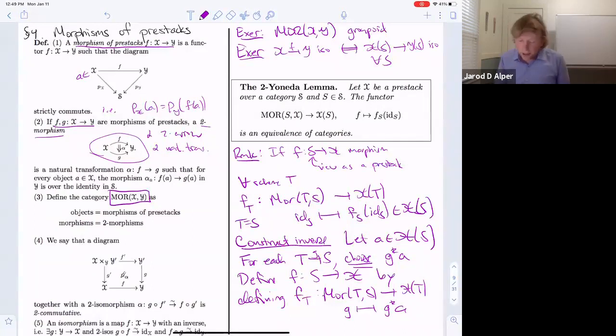Okay, but you also need to define it on morphisms, and the details are all yours. I can't write down there. So I'll leave all the details to you, and again, this is a case where it's better if you work it out yourself.